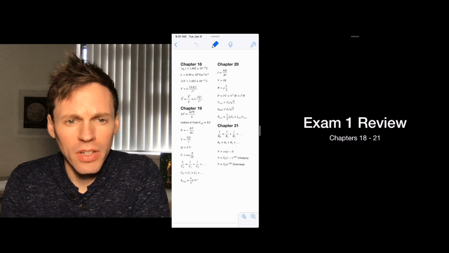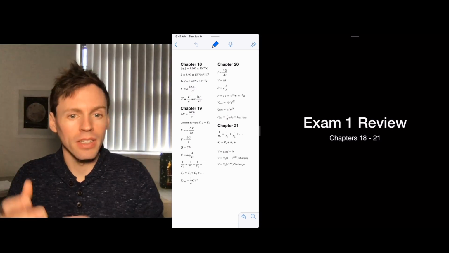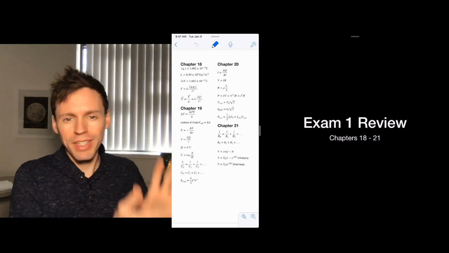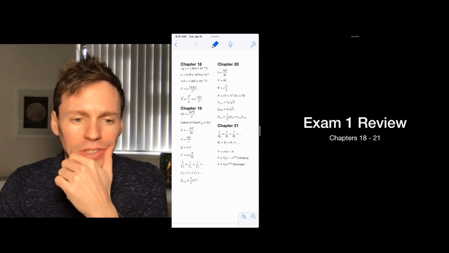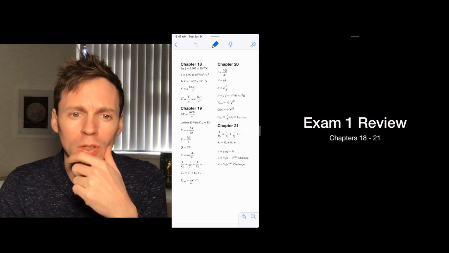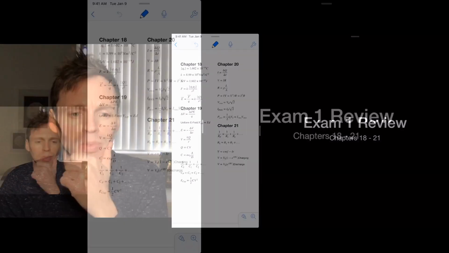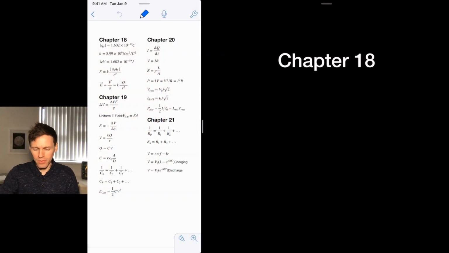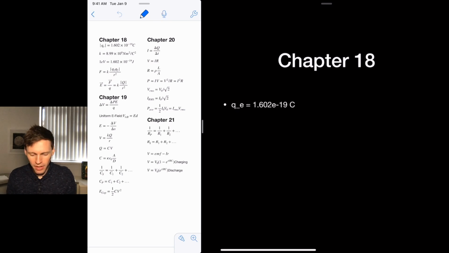Let's get started talking about the exam review. I've got this beautiful equation sheet that you're going to be using on the exam. Let's talk about what kind of things you need to know in order to get an A++++. Okay, so chapters 18 through 20.